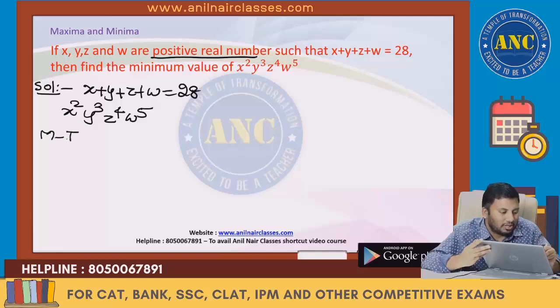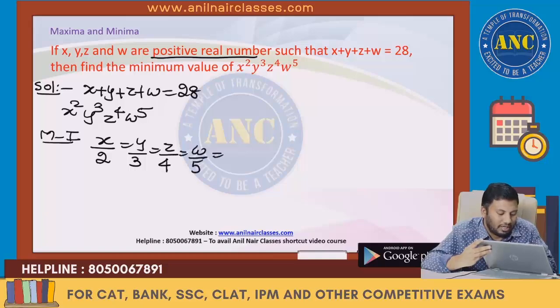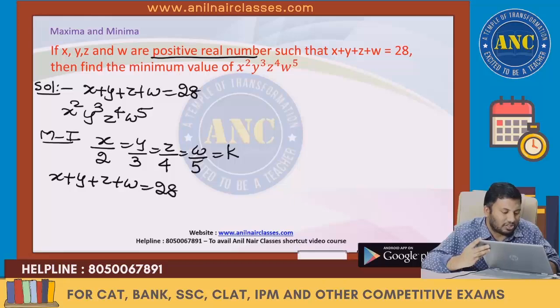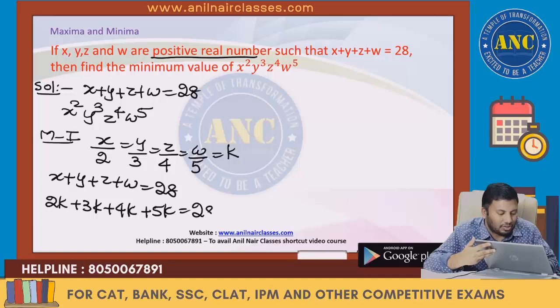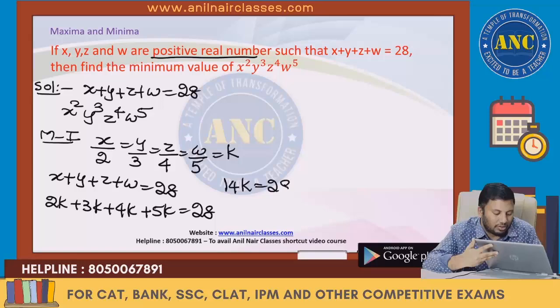Method 1 is that the ratio of the base to the power should be constant: x by 2 equivalent to y by 3 equivalent to z by 4 equivalent to w by 5, which is nothing but k. x plus y plus z plus w is given as 28. So x will become 2k, y will become 3k, z will become 4k, w will become 5k. So it is nothing but 14k equivalent to 28.